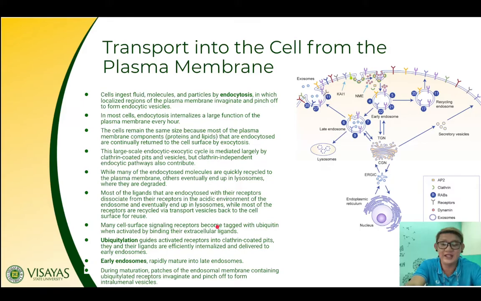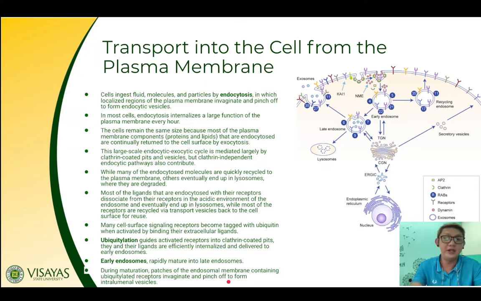Many cell surface signaling receptors become tagged with ubiquitin when activated by binding their extracellular signal. Ubiquitination guides activated receptors into clathrin-coated pits. They and their ligands are efficiently internalized and delivered to early endosomes. Early endosomes will rapidly mature into late endosomes. During maturation, patches of the endosomal membrane containing ubiquitinated receptors invaginate and pinch off to form intraluminal vesicles.